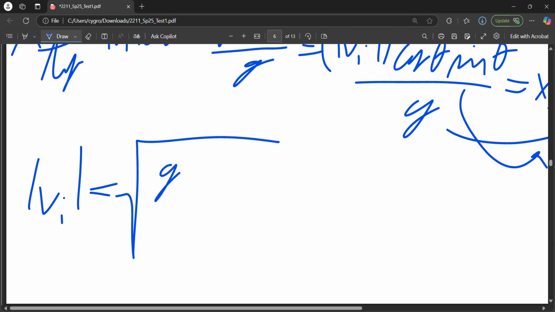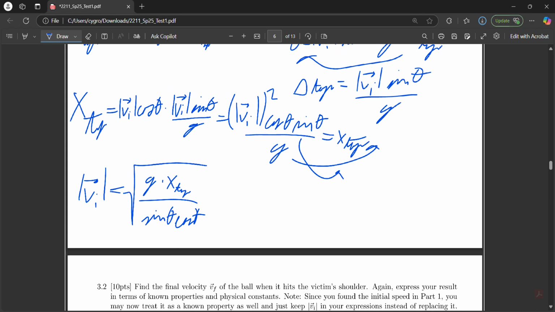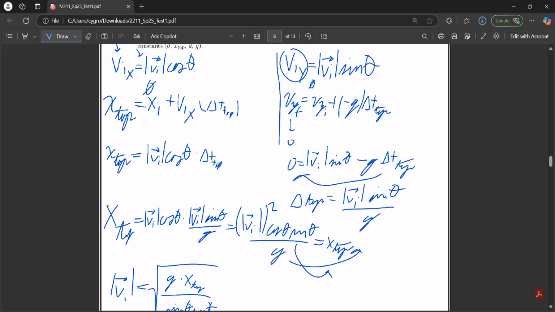vi equals the square root, since it was squared, of g times x top over sine times cosine of theta. And that's going to be our VI. Let me draw my arrow here. So we found our VI.